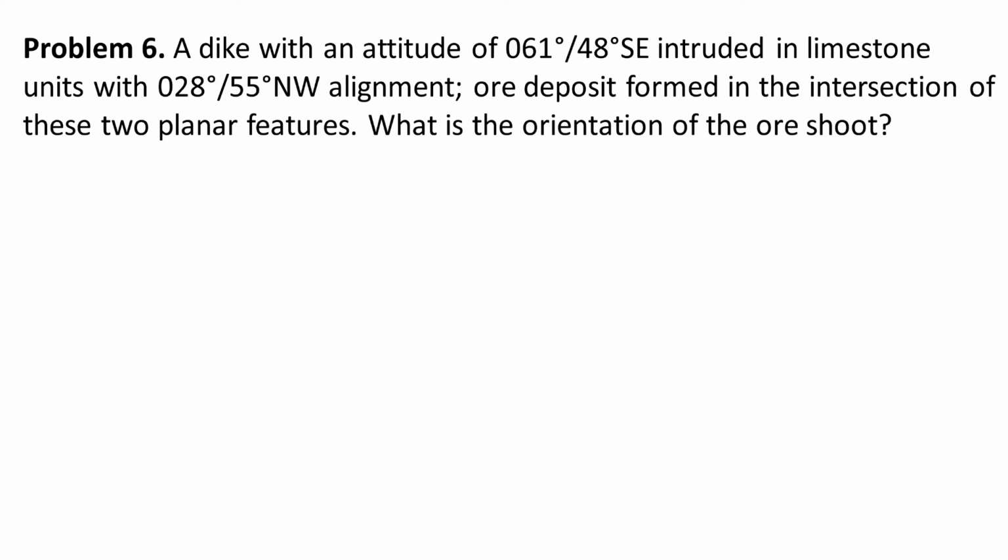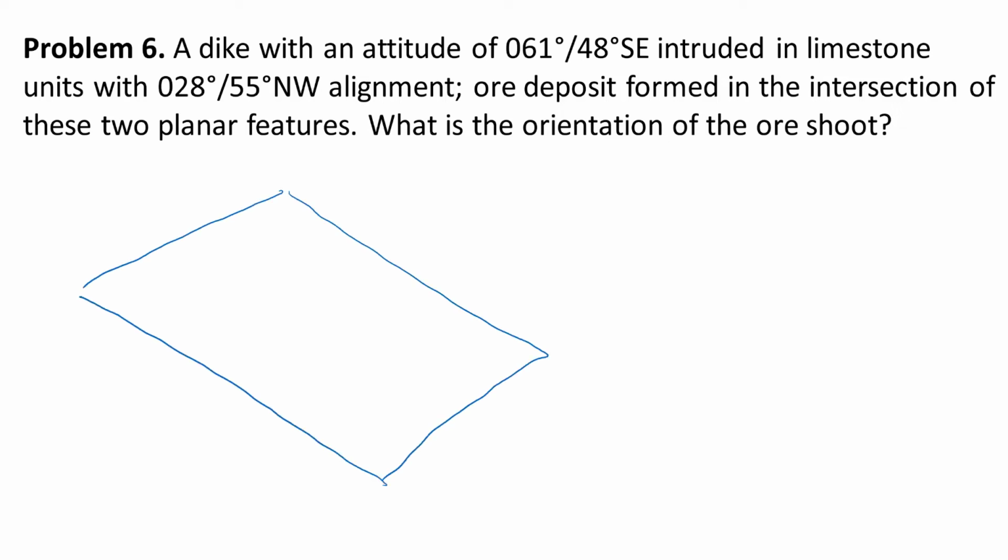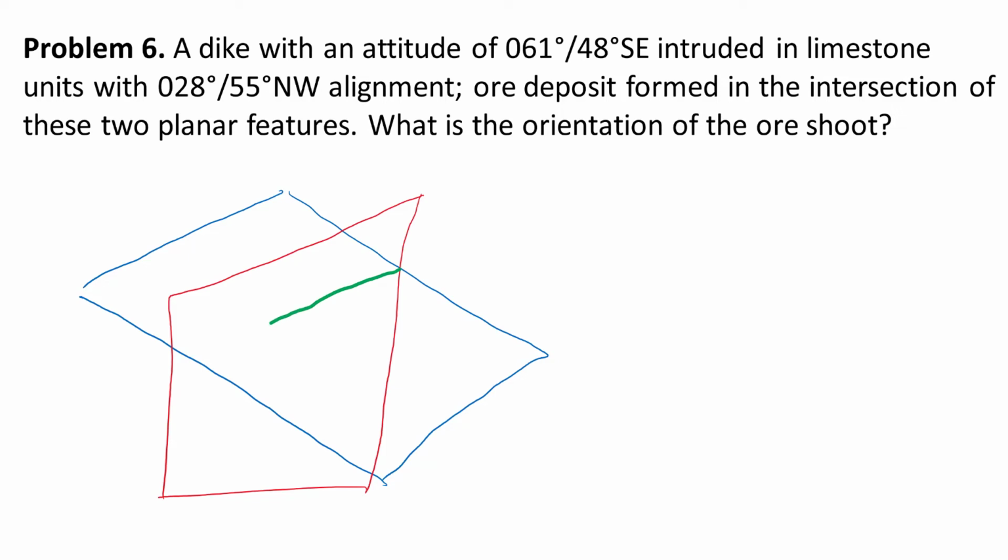So before going to Stereonet, let me show you a sketch that might help to illustrate the problem and what we are looking for. Let's say we have an arbitrary limestone bed like that, as an example, and we have a dike like this, and these two planes are crossing each other, and at the intersection of these two, that I'm showing with the green line, the ore deposit is formed, right?